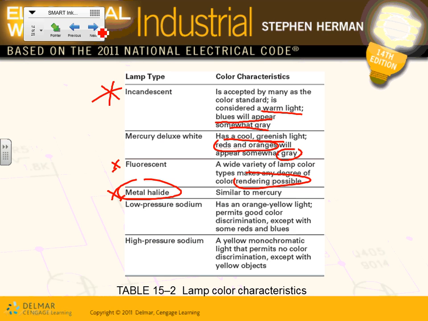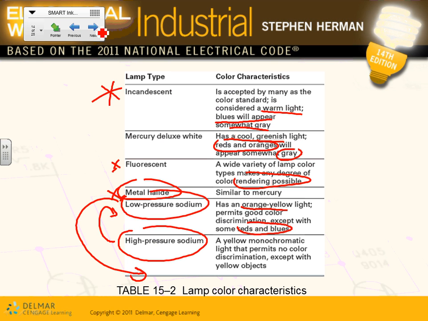Look at low pressure sodium though. It's an orange yellow light, permits good color discrimination except with some reds and blues. High pressure sodium, I think these are switched. Permits no color discrimination. These are switched, right? Can you guys fix that? I believe these are switched.